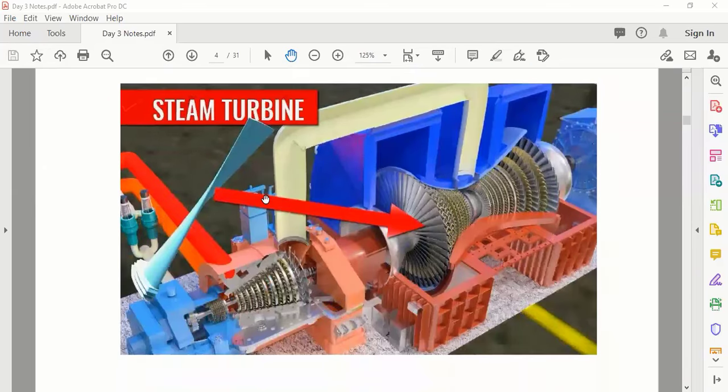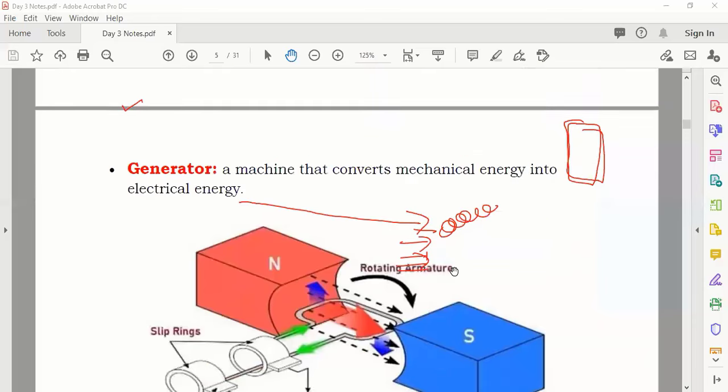How will they use it? See here now. They are using this turbine. Here the high pressure steam is coming, and when high pressure steam comes, this turbine rotates. When this rotates, it is fitted with the generator here. Then the generator moves. Inside the generator, you have a coil, and that coil moves and produces electricity. So you can move this turbine with the help of water, steam, or wind.